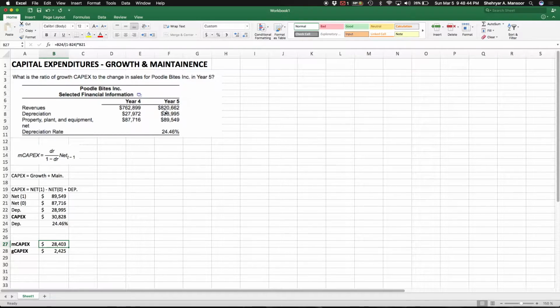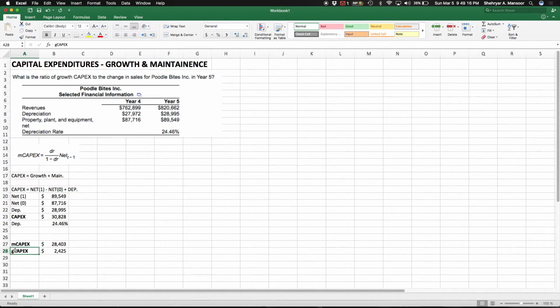So what these numbers are basically telling us is, in year 5, the company overall spent $30,828 in capital expenditures. Of that, 28,403 was spent solely on maintaining existing expenditures we did in the past, so maintaining or fixing up old equipment, while 2,425 of that was actually spent on growing the company, so buying new equipment, buying new machinery, things like that.